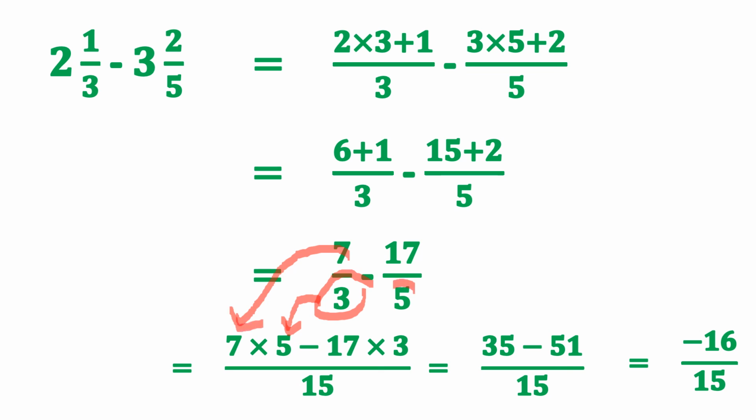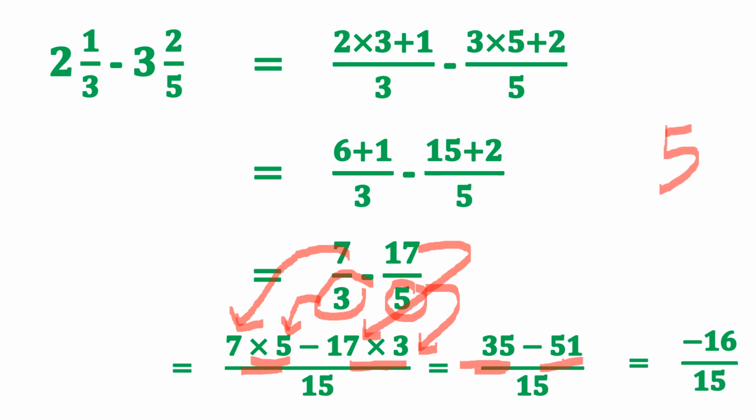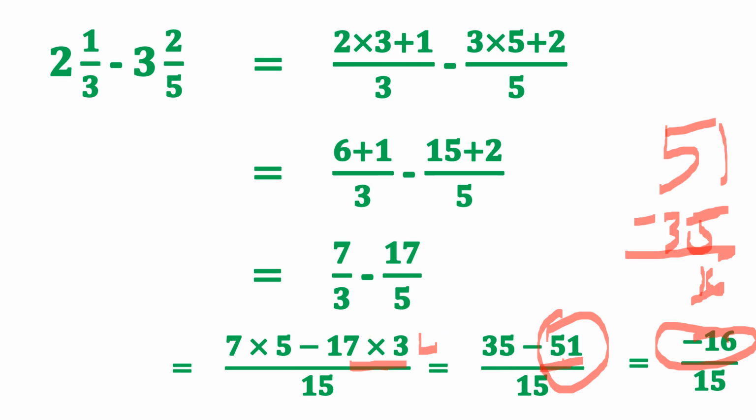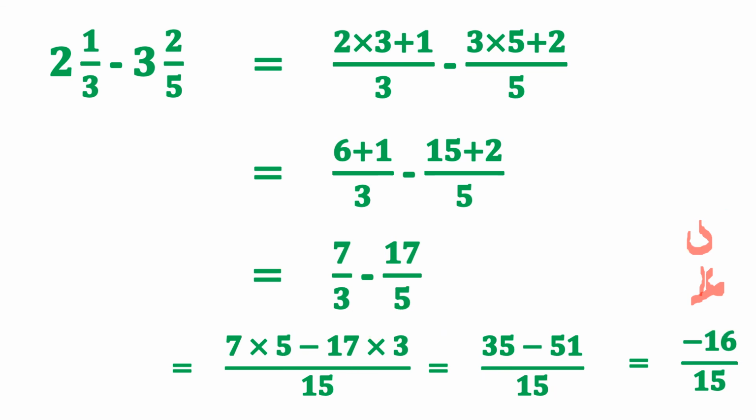Then after that, 5. 5 into how much is 15? 5 into 3 is 15. So I write this here and then the numerator here, right? So 7 into 5 is 35. Then 17 into 3 is 51. And 51 minus 35 is 16, right? And the greater number sign is minus. So the answer will also have minus sign. So minus 16 by 15 is our answer. Okay. So that is how we do addition and subtraction of fractions.